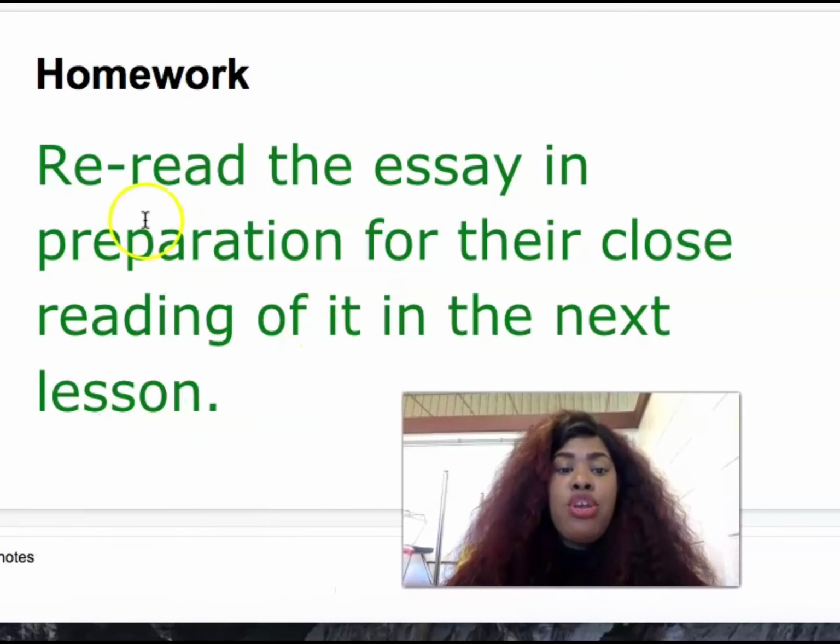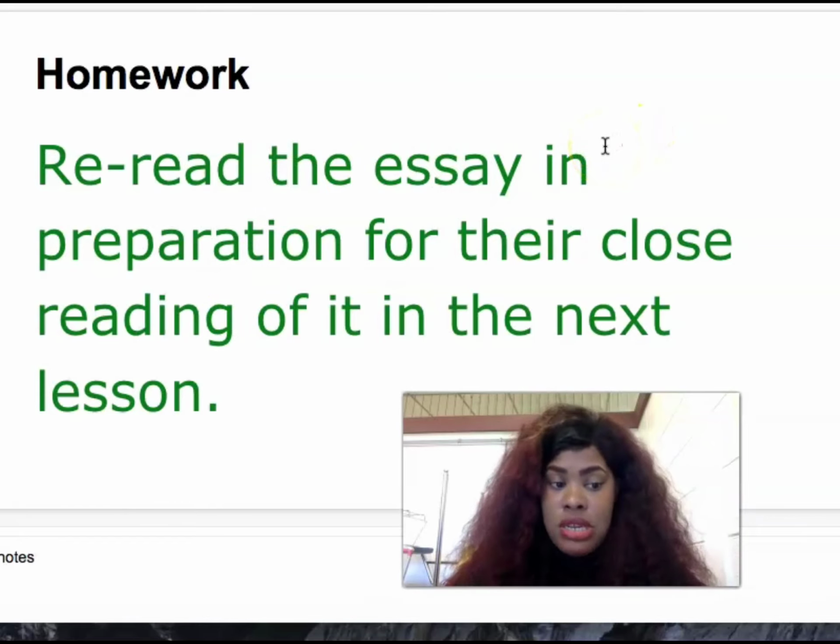For your homework, I want you to reread the essay, and you're doing this because we are going to do some more reading of this essay in the next lesson, and it's going to be a close reading. So make sure that you are reading the article as many times as possible so that you can understand it to the best of your ability.